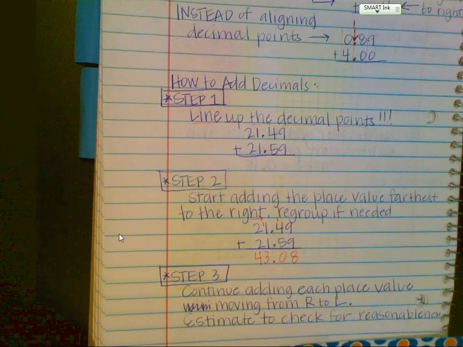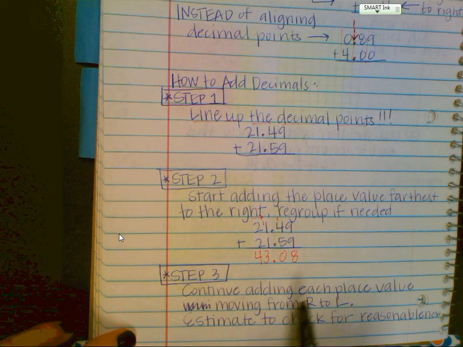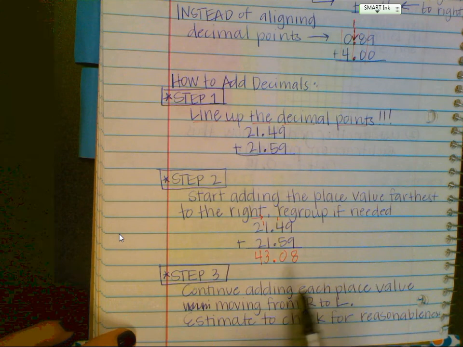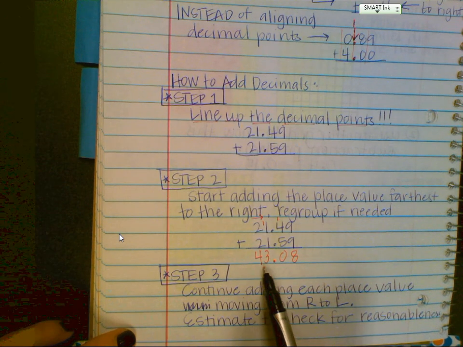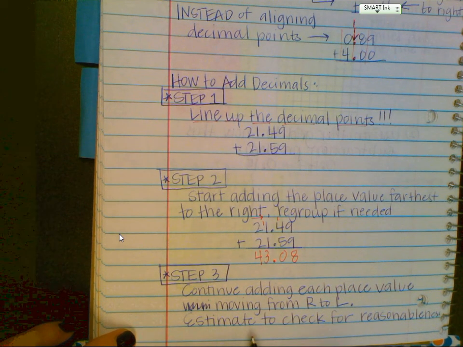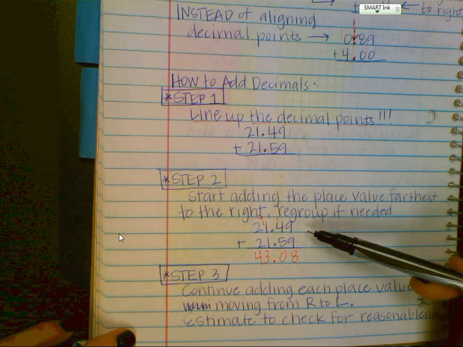Step 3, I just did. Keep adding each place value, moving from right to left. And then you can estimate to check for reasonableness.